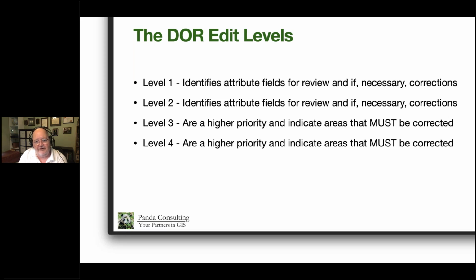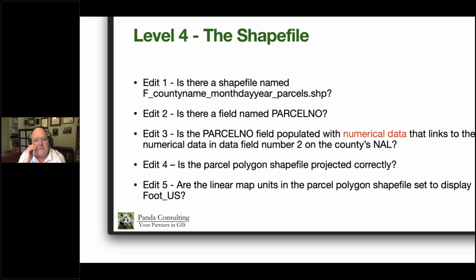However, level 3 and level 4 are higher priority, and they indicate areas that the DOR requires be corrected before they'll actually accept and certify your tax roll, unless you fill out a hardship form. And I know most property appraisers do not like doing that. So level 4, this is the first edit requirement, and it deals with the shapefile.